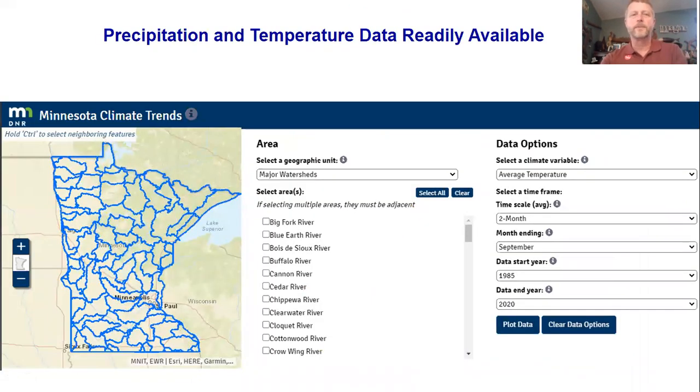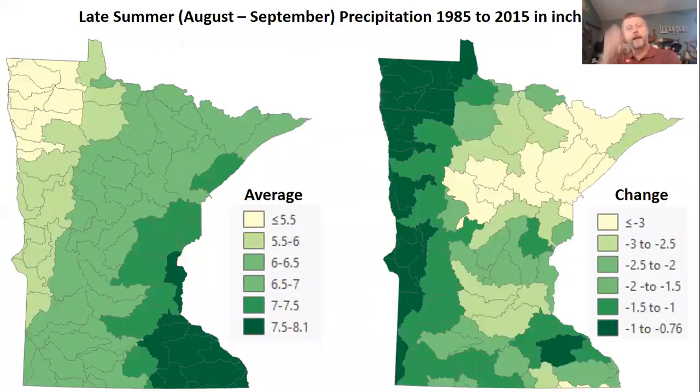So we can also look at precipitation and temperature data. This is readily available in lots of different sources. And this is just looking at the average and then the change. What we find is there's more precipitation in southeastern Minnesota than in northwestern Minnesota. But if we look at the change, one significant thing is big changes up here in northern Minnesota. It's a lot drier than the earlier period.